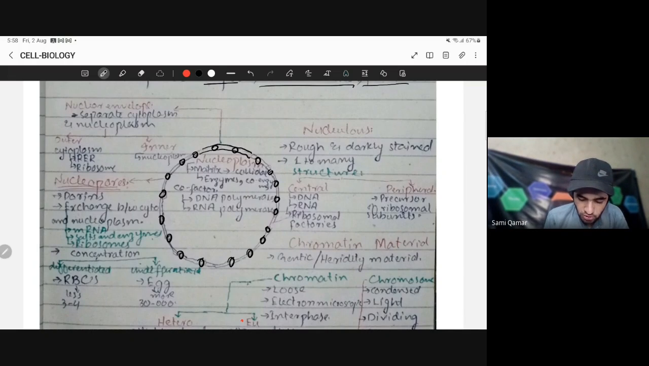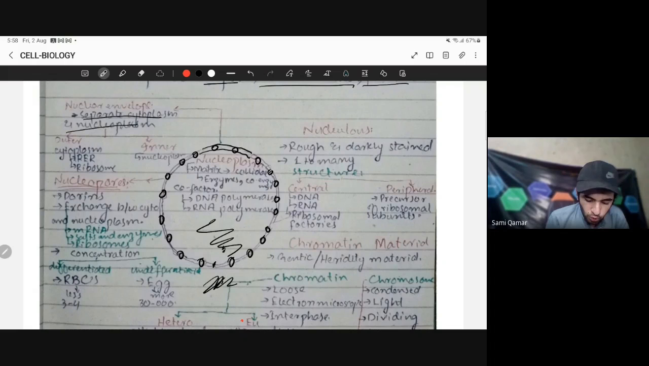So first of all, this is the nuclear envelope. Always remember: envelope means double membrane. The nuclear envelope separates cytoplasm and nucleoplasm. Inside it is nucleoplasm, and outside it is cytoplasm. So the nuclear envelope separates the cytoplasm from the nucleoplasm.